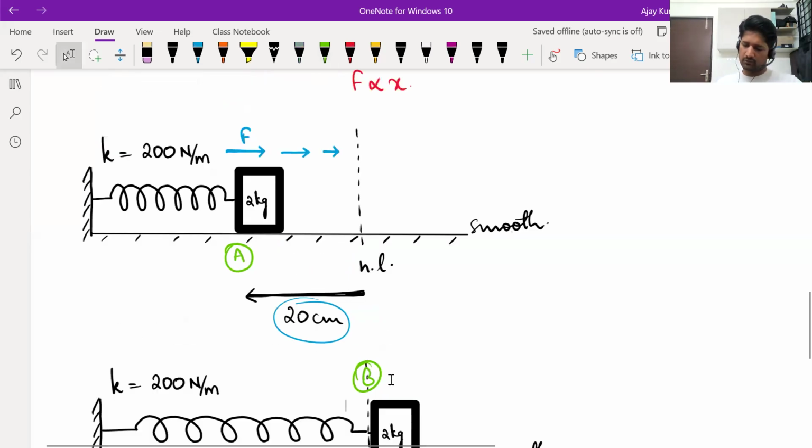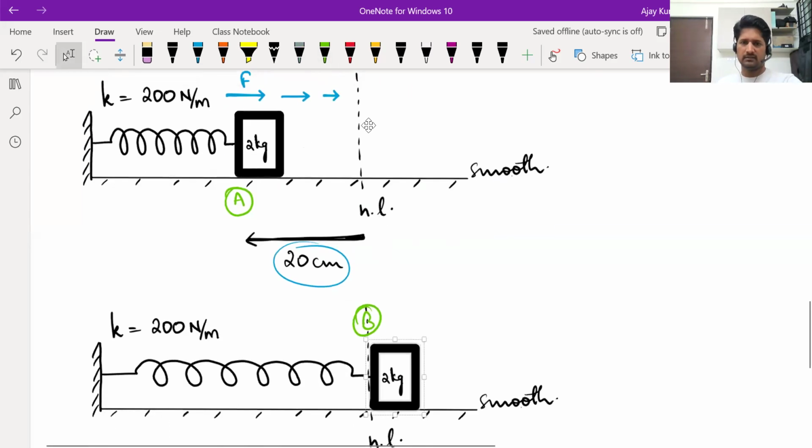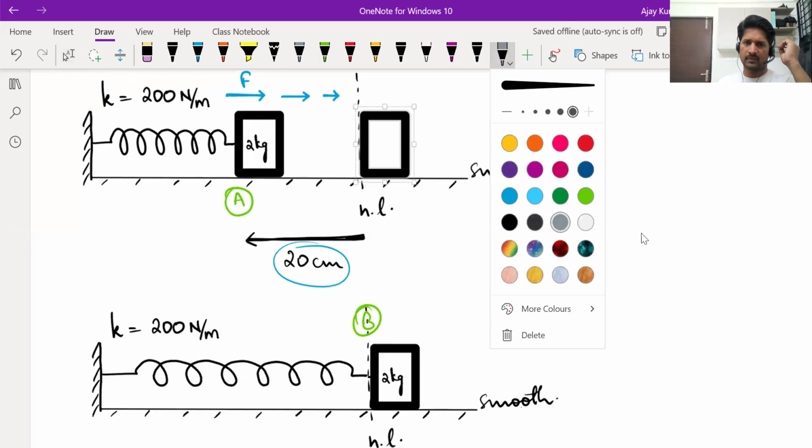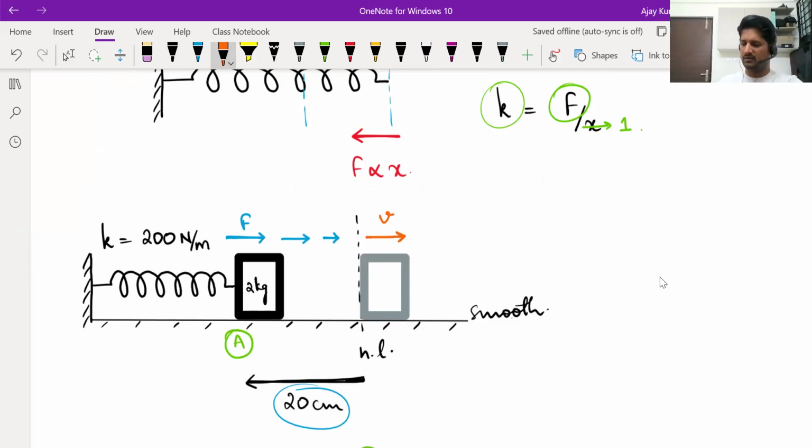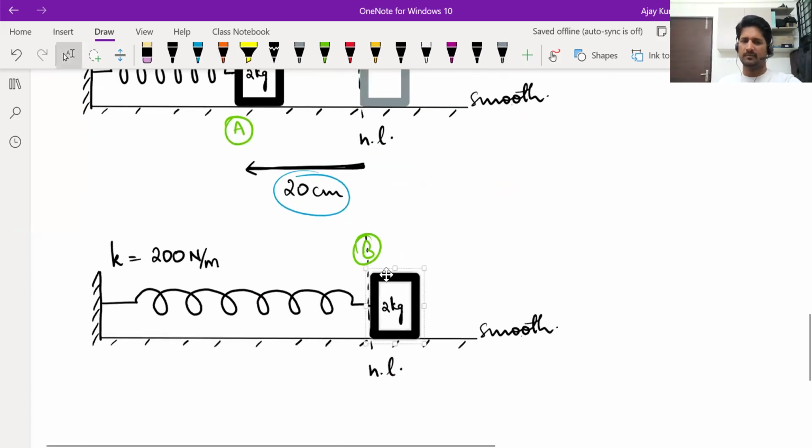When the block comes to this position, where the spring is at its natural length, it will have some velocity, because till then it was being pushed. At that point, it's not experiencing any force. That's okay. If force is not there, acceleration won't be there. Why will velocity not be there? It gained velocity, it will have that velocity. And with that velocity, it will cross that position also. Once it crosses that position, the spring will start pulling it back.